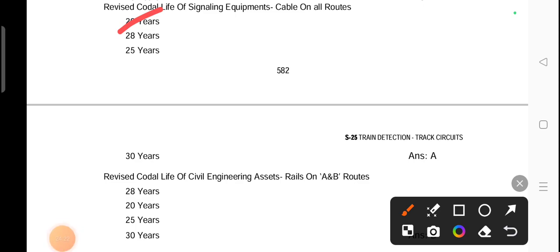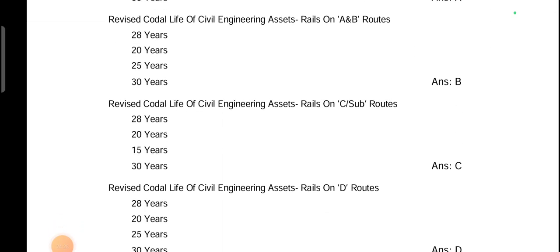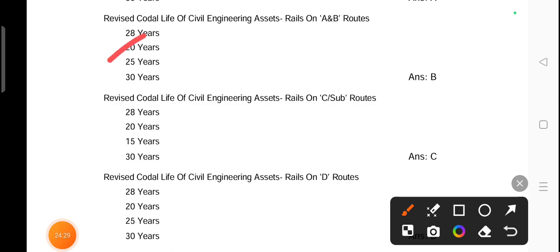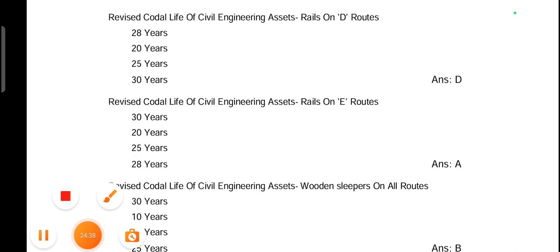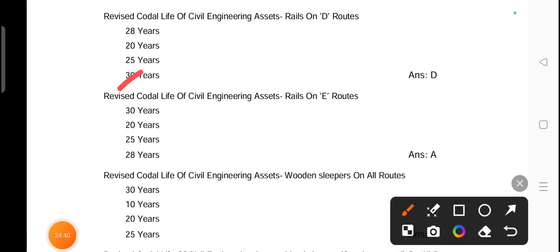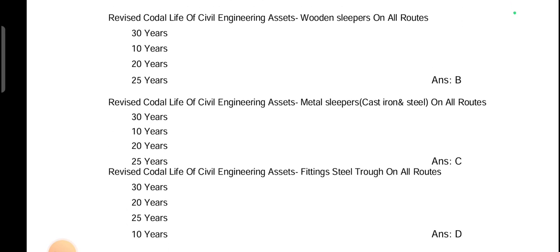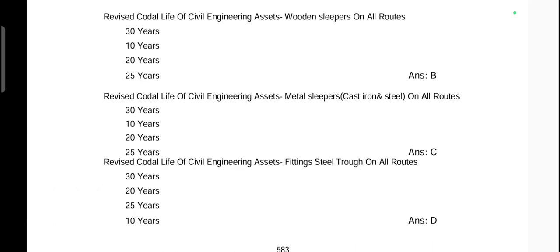Next, revised total life of civil engineering assets rails on A and B routes, 20 years. Revised total life of civil engineering assets rails on C or sub routes, 15 years. Revised total life of civil engineering assets rail on D routes, 30 years. Revised total life of civil engineering assets rail on E routes, 30 years. Revised total life of civil engineering assets wooden sleepers on all routes, 10 years.